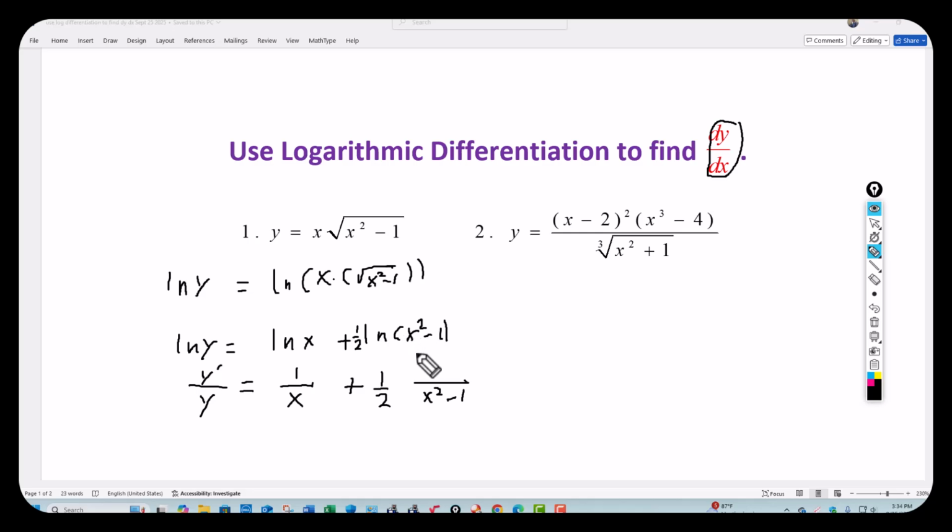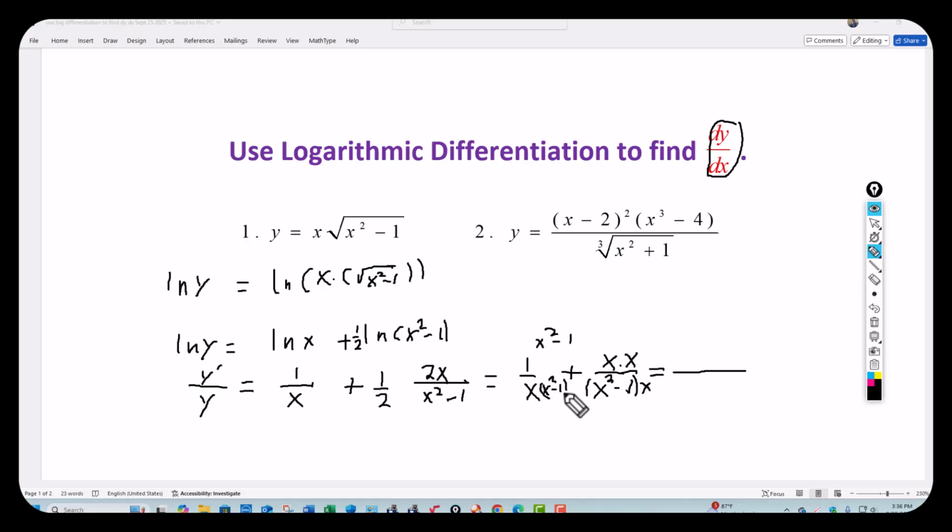So x squared minus 1 has a derivative of 2x. So this is equal to 1 over x here. 1/2 cancels this 2 here, so this will be plus x over x squared minus 1. Then here I'm going to multiply the numerator by x squared minus 1, and the denominator by x squared minus 1 to get the same denominator. And this one here multiplied by x.